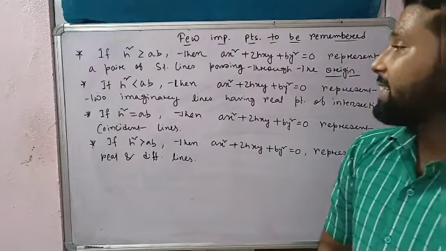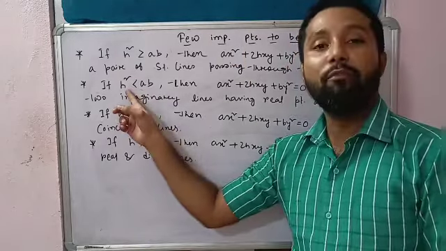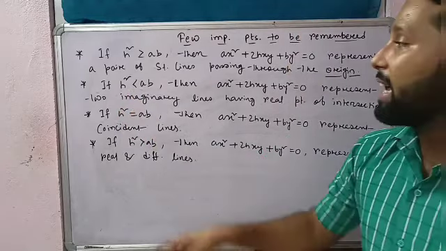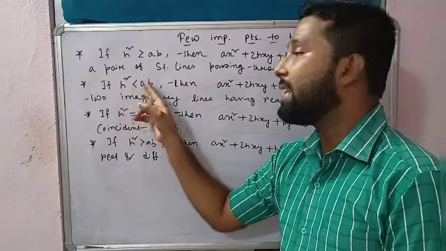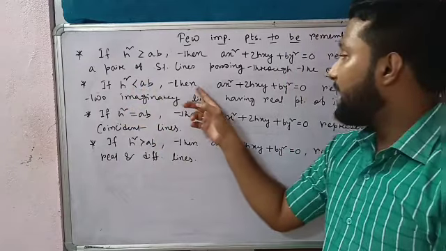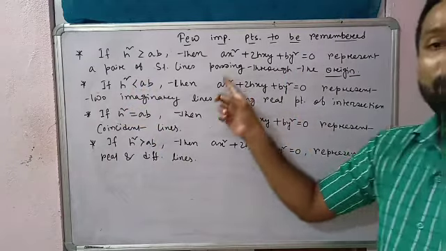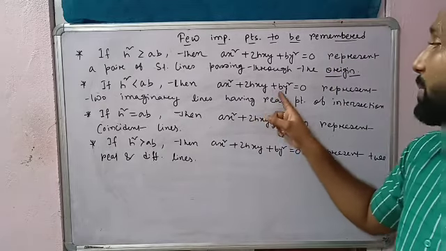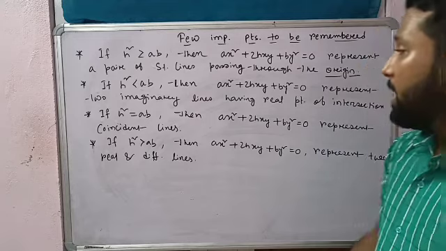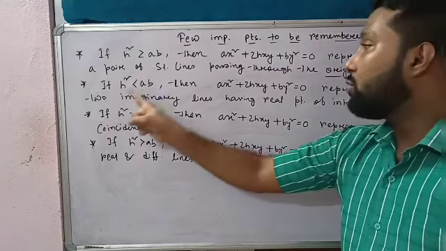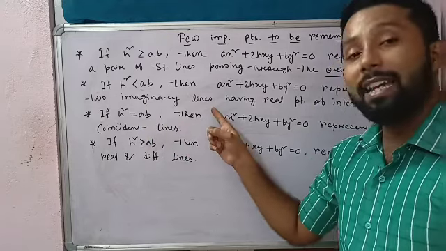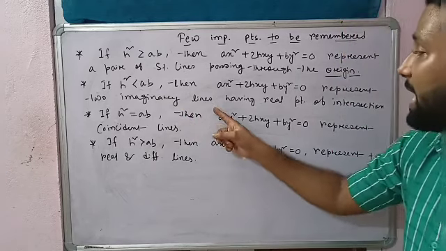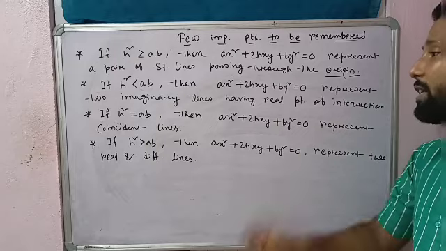The second condition tells us that if the value of h square is less than AB, then the equation which is called a pair of straight lines, ax square plus 2hxy plus by square equal to 0, represent two imaginary lines. Look at the condition. Represent two imaginary lines having real point of intersection.